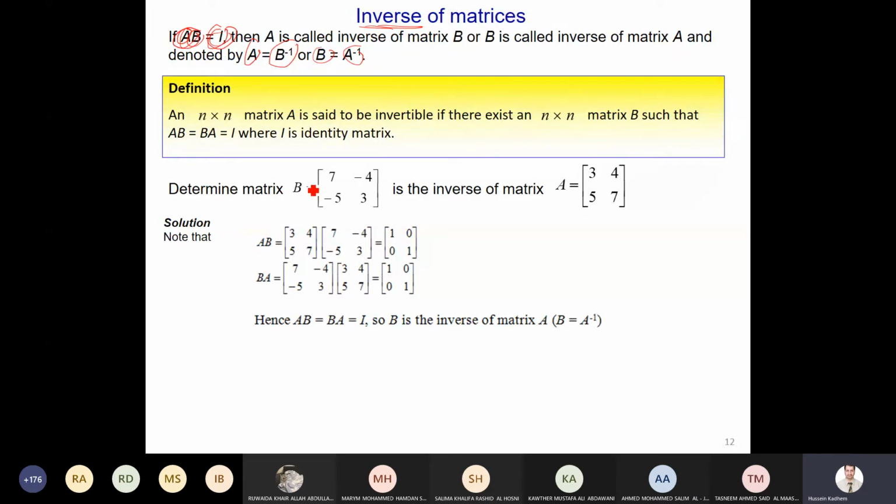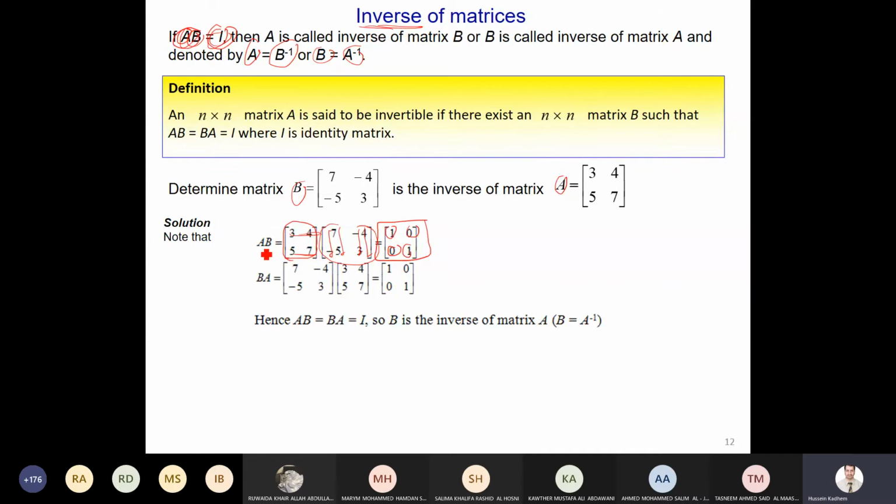Okay. Now let me start the definition to clarify this. If I have two matrices B and A, both of them have the same dimension, 2 by 2. They are square matrices. If I multiply them, this is A and this is B. We know how to multiply this row by this column, this row by this column, this row by this column, this row by this column. I got this. Just have a look here. It is the identity. What does this tell me?